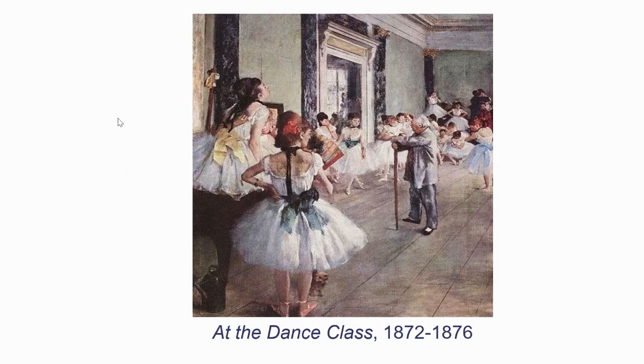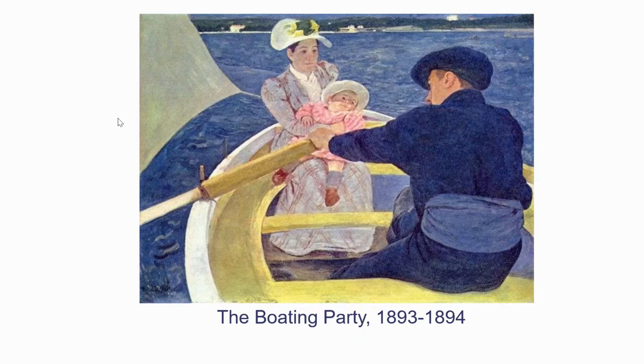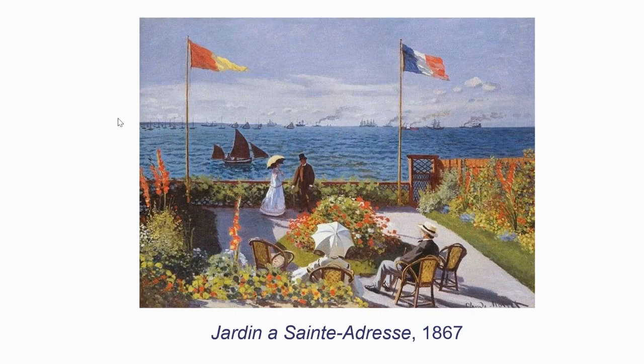All right. So this is at the dance class. So of course the focus on movement, on light, dancers. They also are going to have a love for water. So they're going to go out, and again, because water glitters when the light hits it, they're very much interested in that phenomenon and capturing that in oil paint. So you can see that here in this painting.